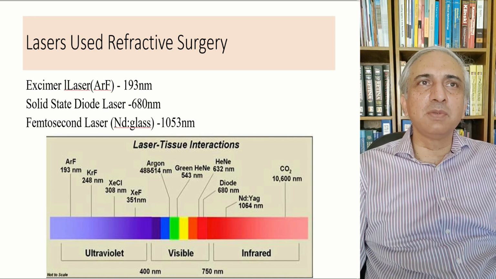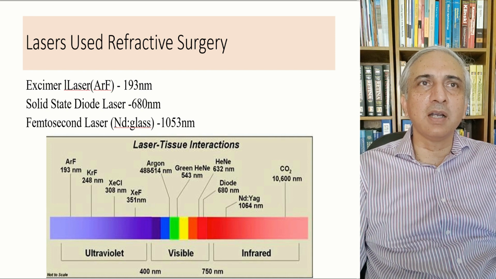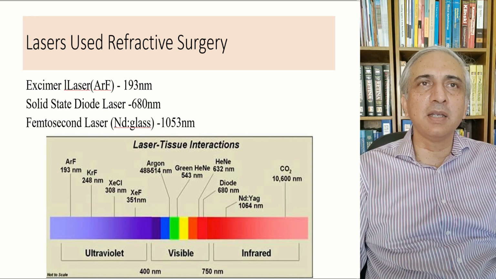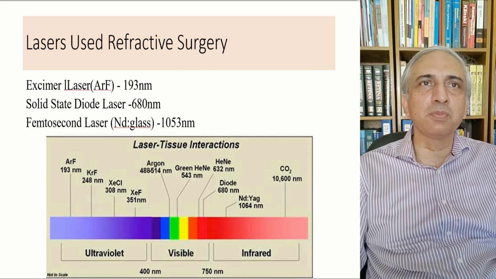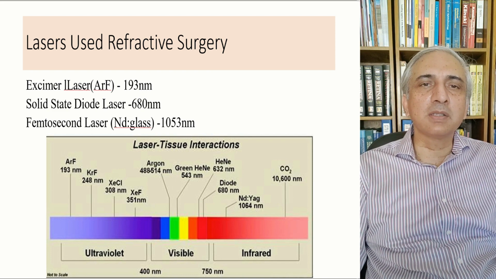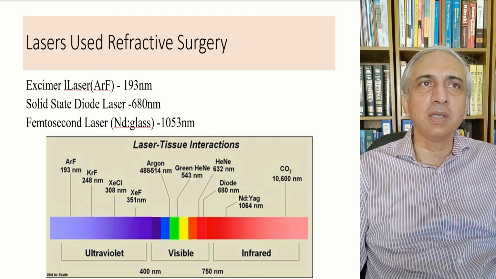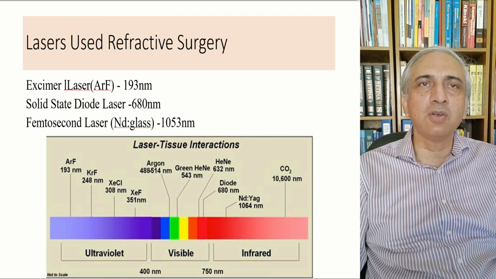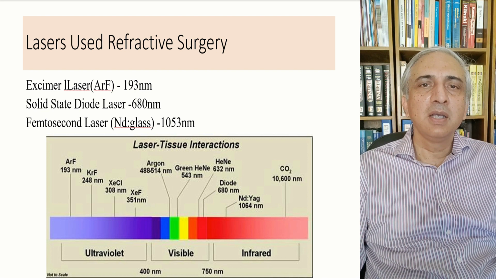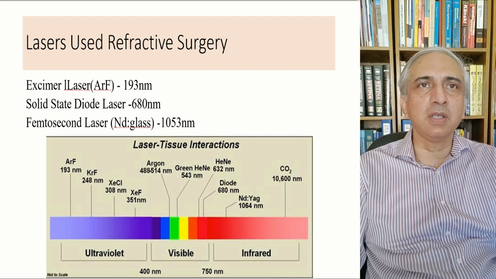So the lasers which we have is excimer laser, which is argon fluoride gas which is used, and it is a photodisruptive procedure which works at a wavelength of 193 nanometers. Then you have solid state diode laser which is 680 nanometers, and femtosecond ND glass which is 1053 nanometers.